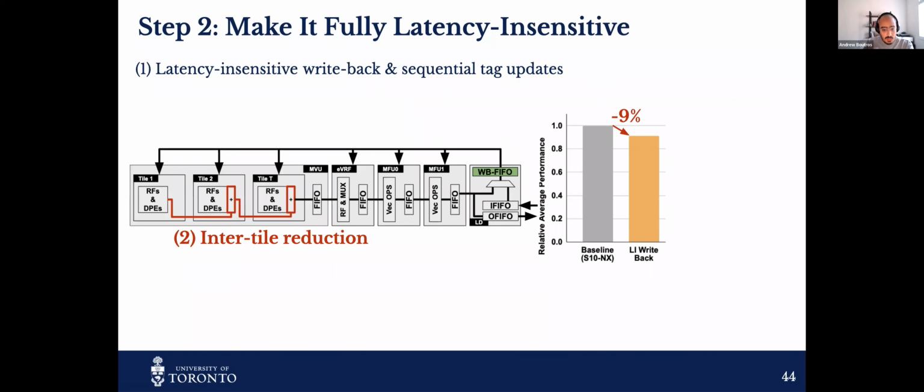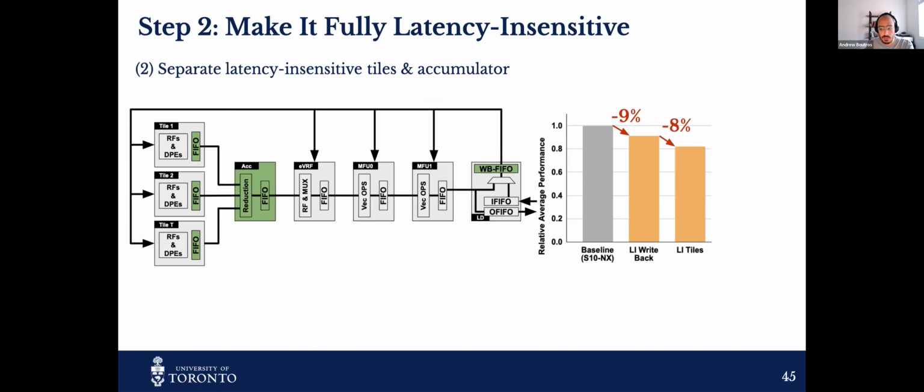So we start trying to get rid of those latency sensitive links to make the NPU more modular and ready to hook up to the NoC. Once we do that for the write back path, we lose about 9% of the NPU performance. And then once we do that for the tile as well, we lose another 8%. So not a drastic loss, but the performance is affected by those minor changes to make them latency insensitive.